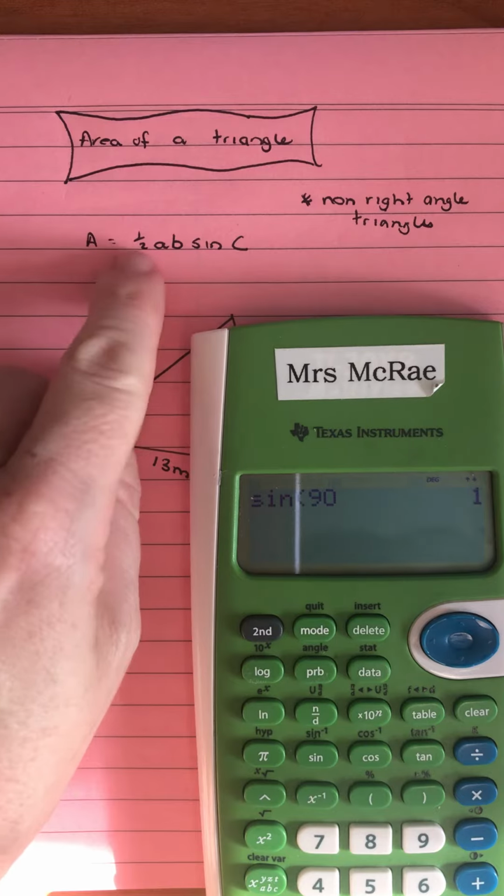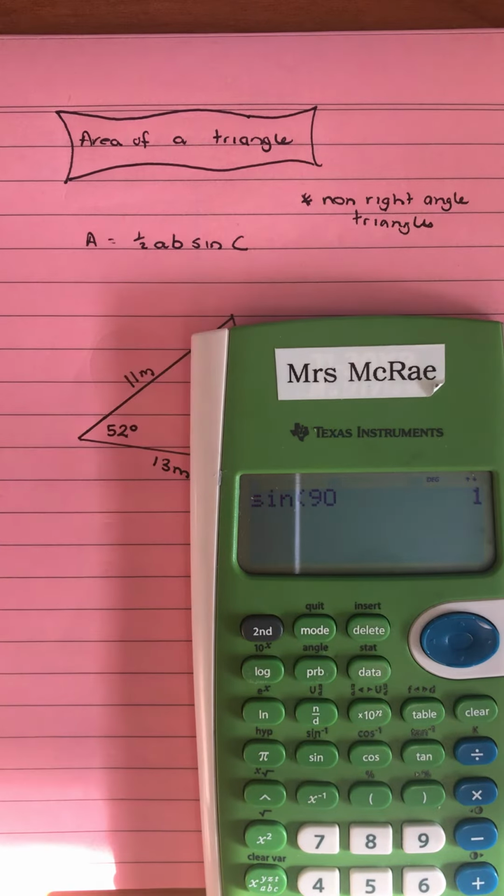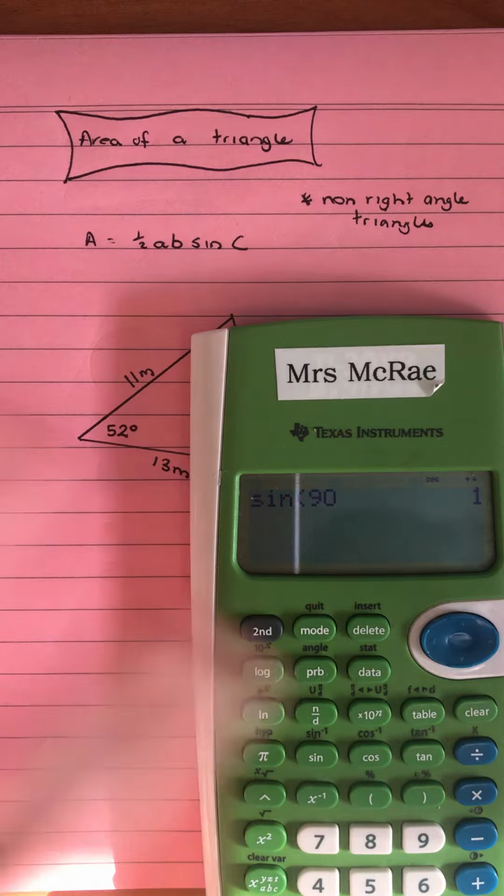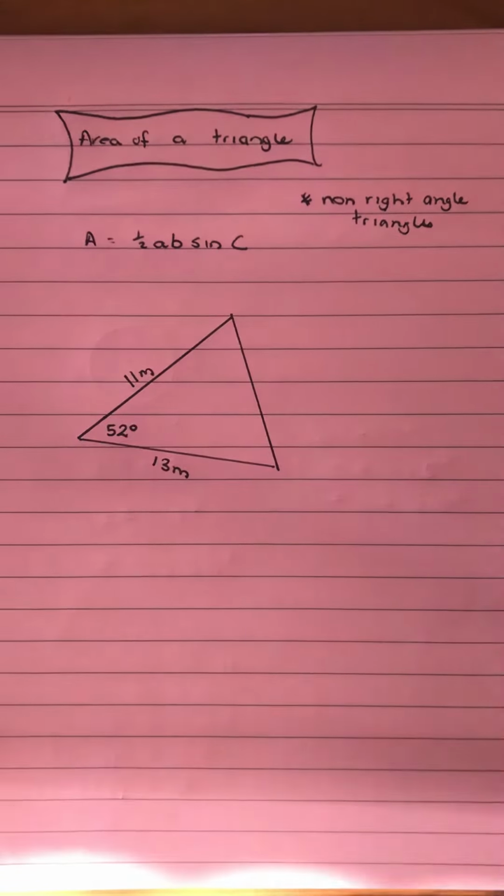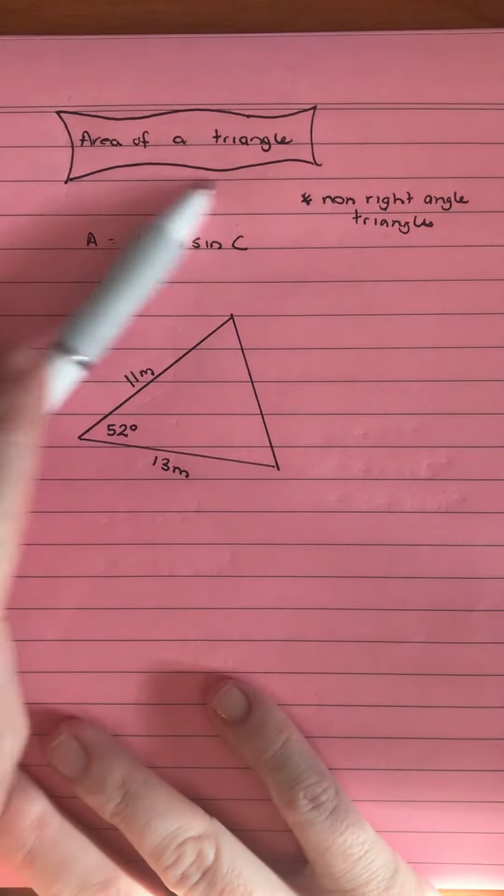And you'll notice here we've got a half AB. When you were doing that, that would be the same as doing your half of base times height for your right angle triangle. So obviously you can use this rule for right angle triangles, but it's just quicker to use your right angle triangle rule of a half base times height for that. So for this question, we don't have a right angle triangle, so we are using this rule.